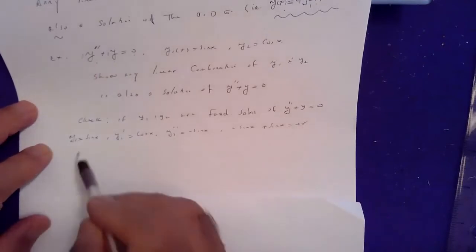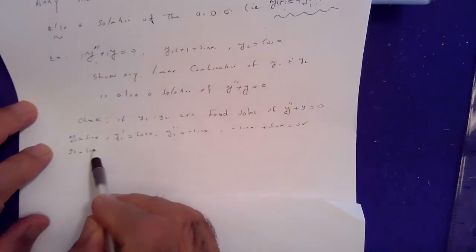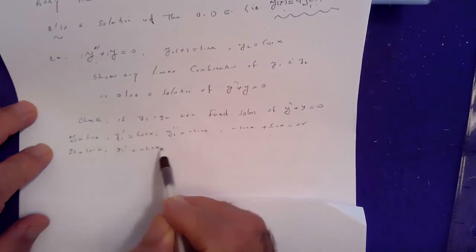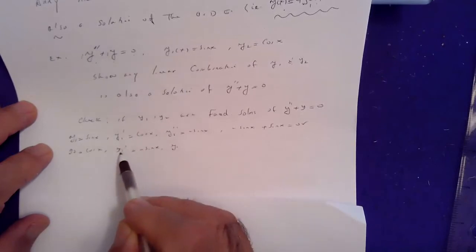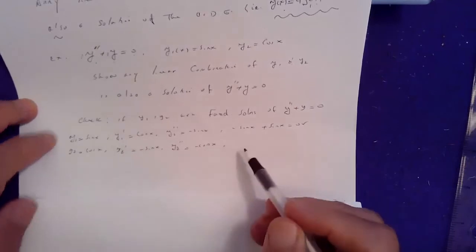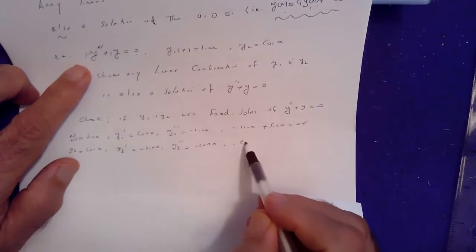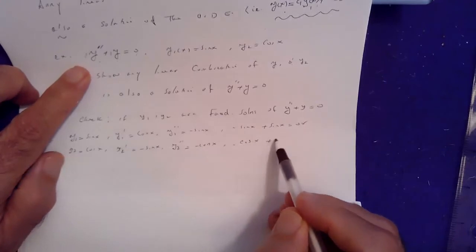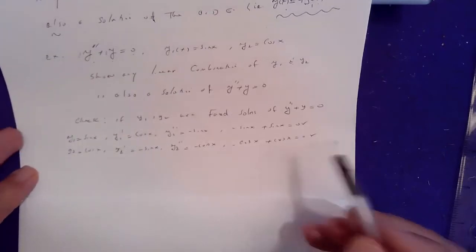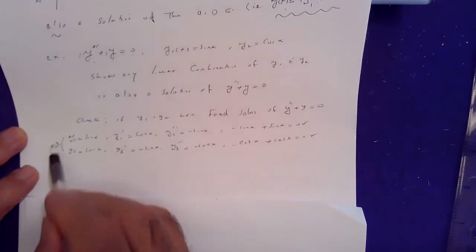It checks. Next, y2 is equal to cosine of x. Take two derivatives. This is minus sine of x. One more time, you get minus cosine of x. Substitute these into the original differential equation, and lo and behold, this is also 0. So it's satisfied. So that's condition 1.